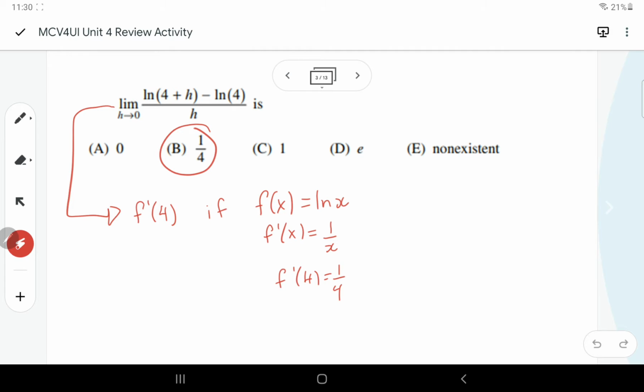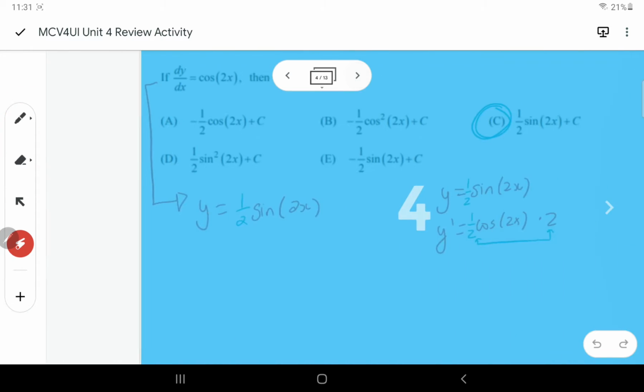Now this one is kind of interesting, and the important thing to recognize is that this limit, the limit of ln of 4 plus h minus ln 4 over h, is really the definition of the derivative at x equals 4. So what we're looking for is f prime at 4 if the original function was ln x. The derivative of ln x is 1 over x, and putting in that 4 we get 1/4. And I have a couple more examples at the end of similar questions.